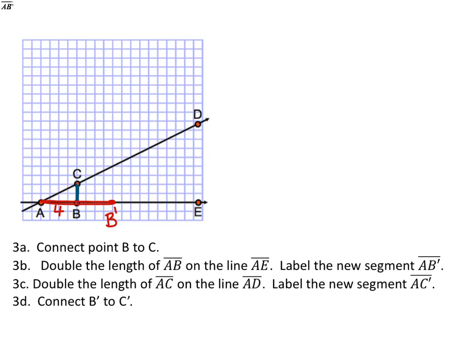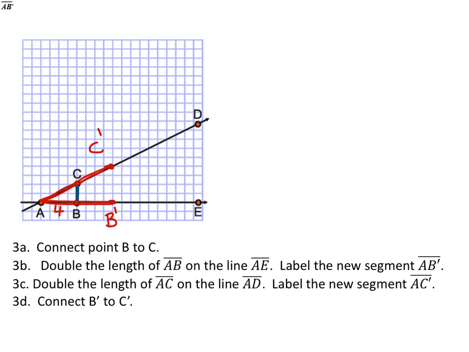3C, double the length of AC on the line AD. Label the new segment AC prime. Okay. Since that C is above B, we should kind of know that it should be above B prime as well. So our new point would be right here at C prime. And then we will connect that A and C prime as well.